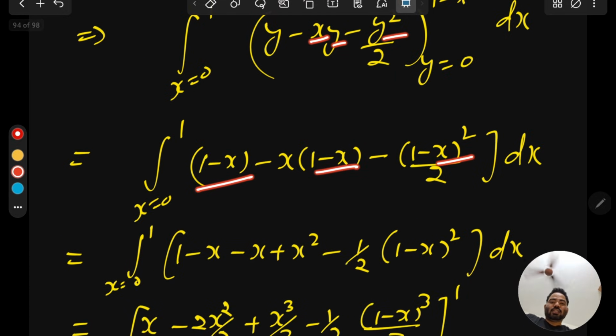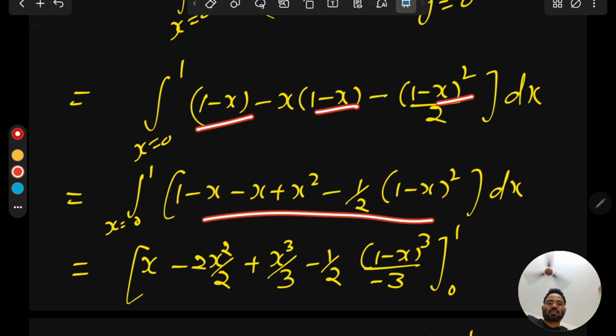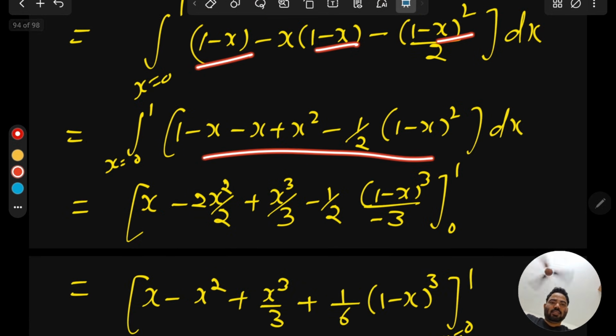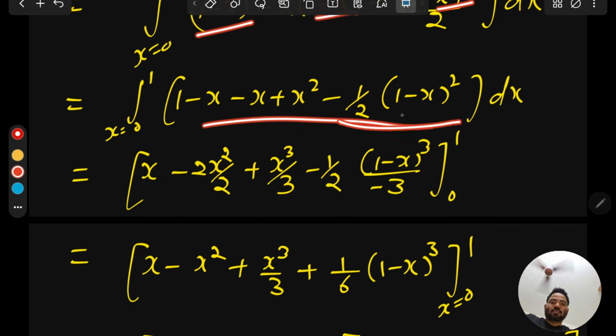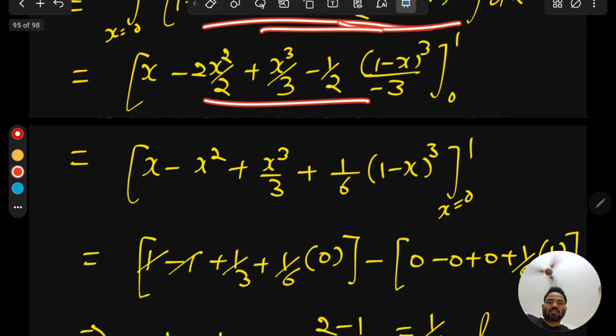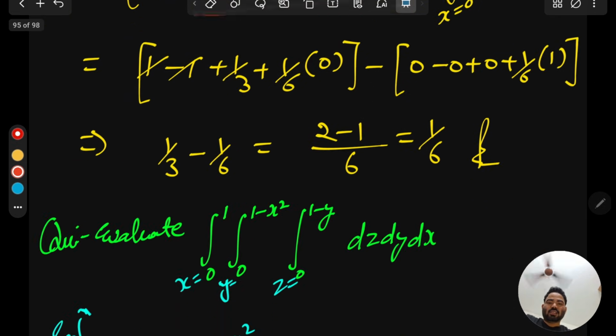So for integrating again, it is better to solve first. After solving, you can do the integration any way, it's up to you. It has now become only one variable, so just do the simple integration, put in the limits, and you will get the answer.